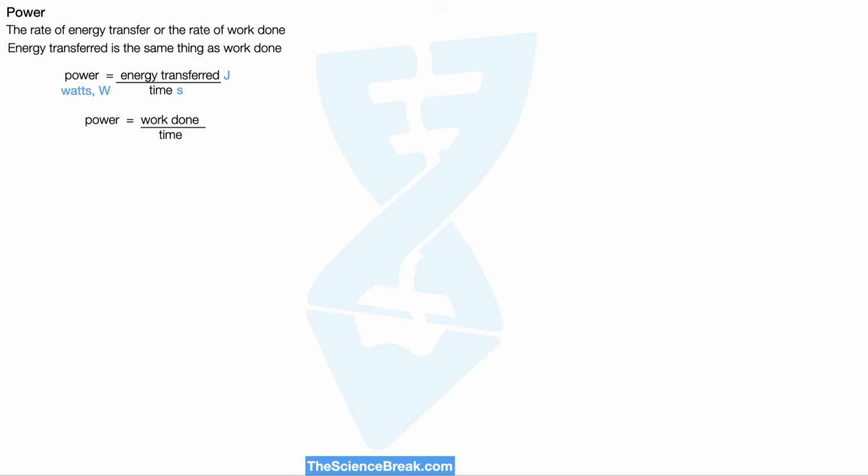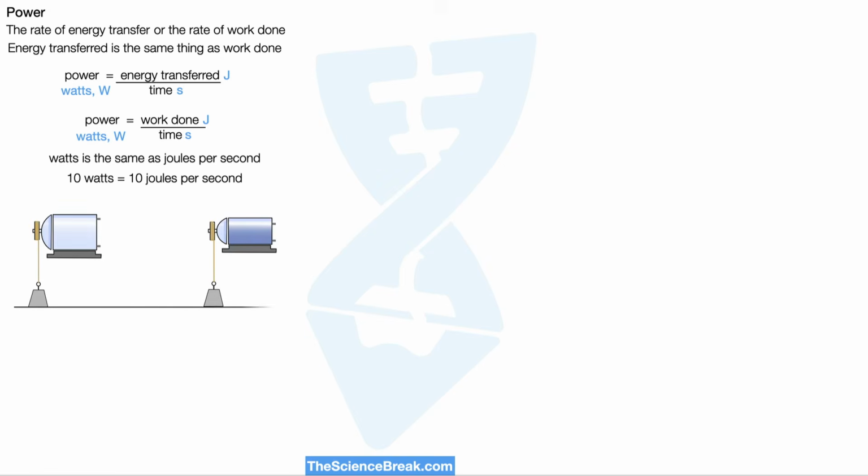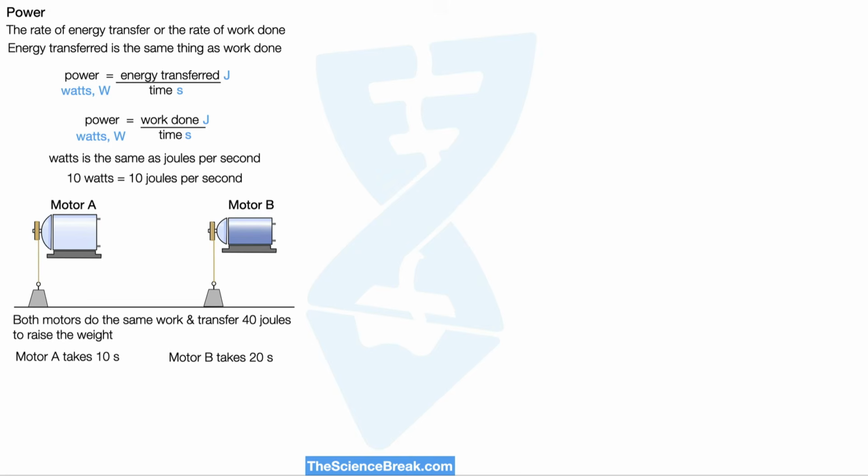The second equation is power is work done divided by time, work is in joules, time again is in seconds, and power again is in watts. However, important to remember that watts is the same thing as joules per second. 10 watts means 10 joules per second. Here are two electric motors, motor A and motor B. Let's say both motors do the same work and transfer 40 joules of energy to raise the weight. Motor A takes 10 seconds, motor B takes 20 seconds.